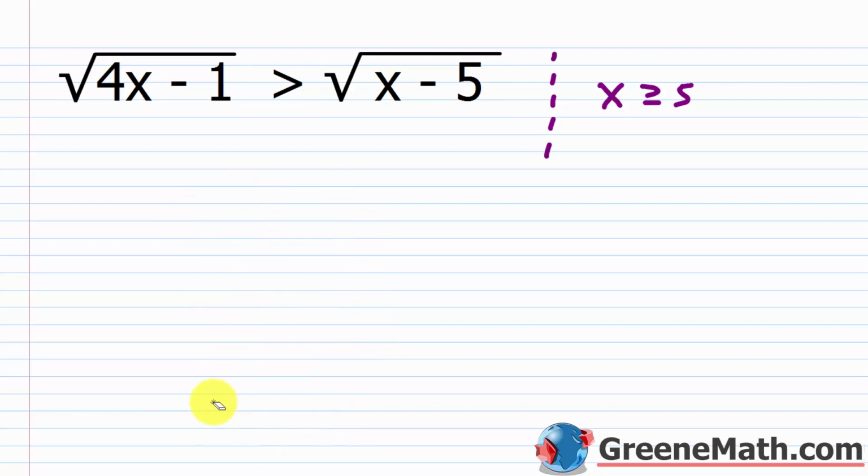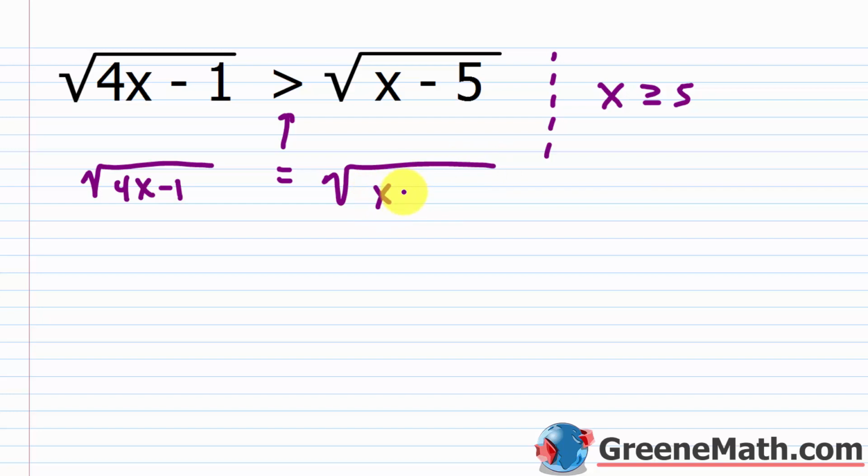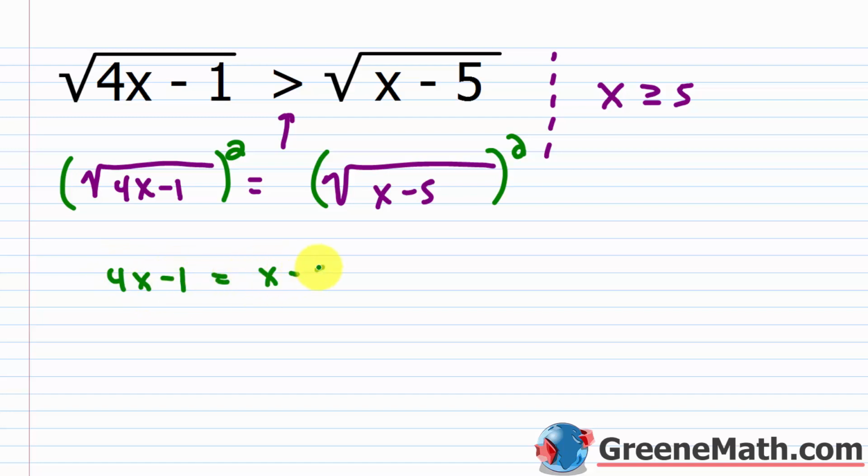And let's replace this inequality with an equals. So we would have the square root of 4x minus 1 is equal to the square root of x minus 5. So both radicals are isolated here. So let's just square both sides. And I'll have my 4x minus 1 is equal to x minus 5.